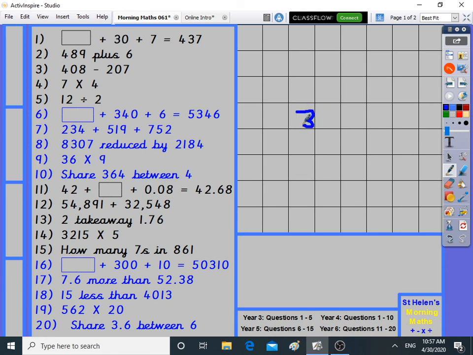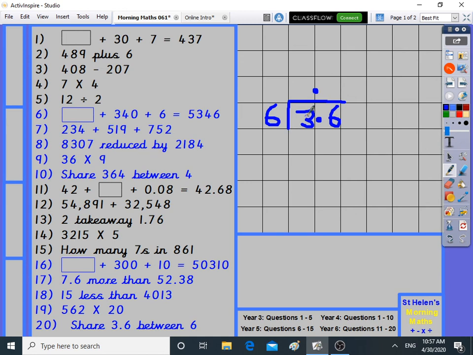Share 3.6 between 6. So you might see that this is connected to 36 divided by 6, which is 6. So the answer is going to be something to do with 6, but it's actually going to be smaller than 6 because division makes things smaller. Line up your point above. That's what you do on division. That's what you do on plus and minus. It's only times, that is a bit strange. So line up your point on the bus stop if it's got decimals.